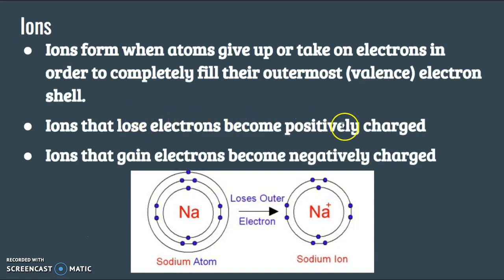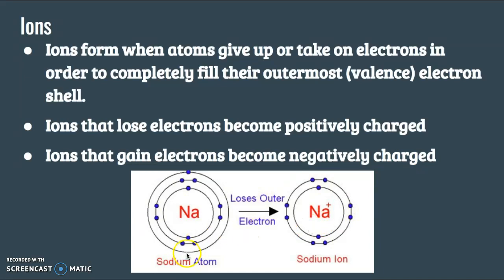Ions that lose electrons become positively charged. Now let's think about that rationally. Electrons are a negative charge. So if you lose negative charges, you will become more positive. Think about if you had -1, -1, -1. What's that? -3. But if you took away one of those, you'd be -2. You're closer to 0. You're becoming more positive. On the flip side, if you gain electrons, you're becoming more negative because you have more negative charges.